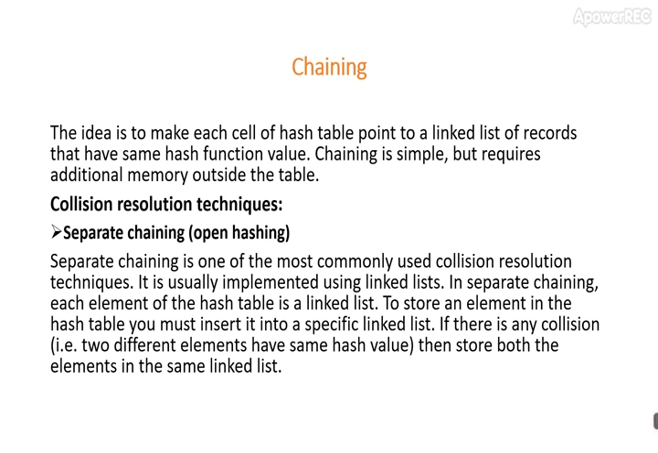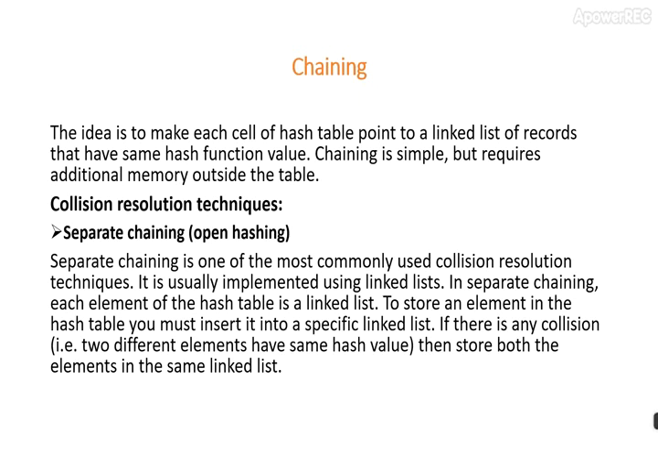First is separate chaining. The idea is to make each cell of the hash table point to a linked list of records that have the same hash value. Advantages: Simple, it is very simple to implement. Hash table never fills up. We can always add more elements to the chain. Less sensitive to the hash function or load factors. It is mostly used when it is unknown how many and how frequently keys may be inserted or deleted.